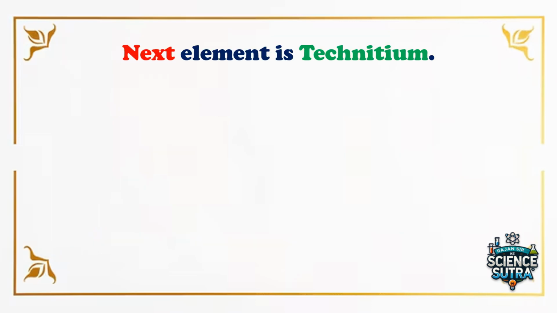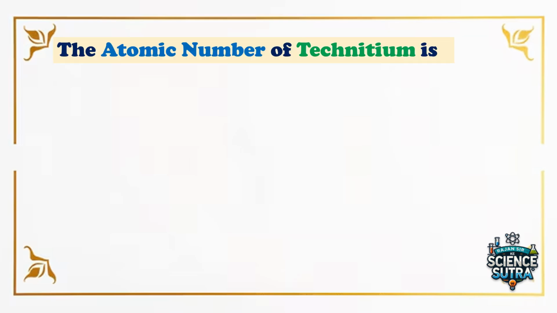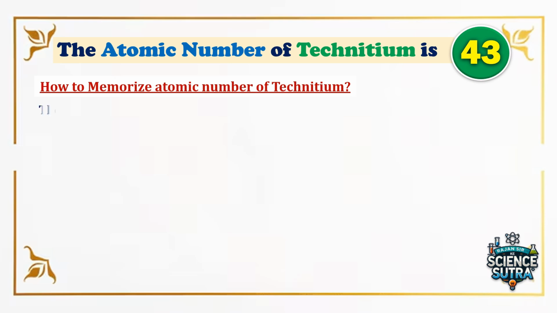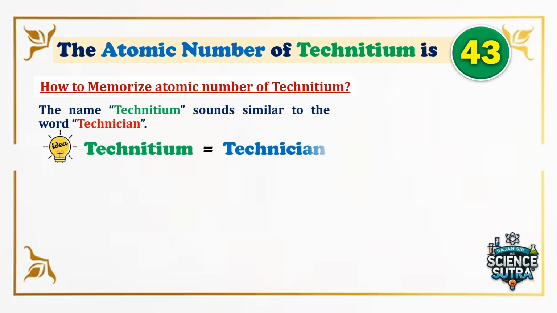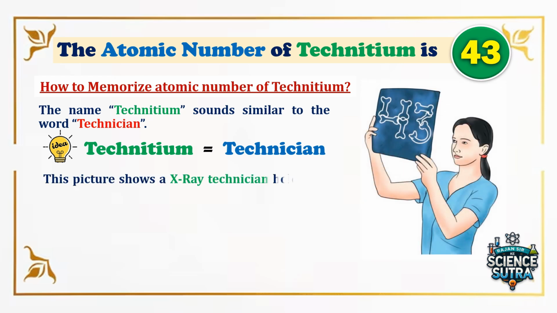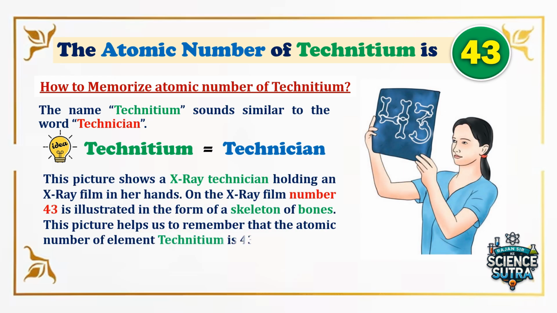Okay. Now the next element is technetium. How can we memorize its atomic number? Its atomic number is 43. So what can be the relationship? Technetium is equal to technician. Technetium, technician. So who is a technician? Someone who does technical work.